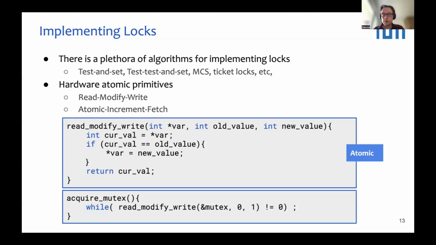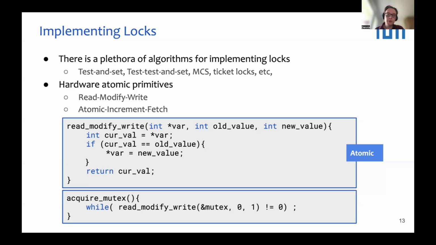Given in pseudocode, here we have a read modify write. It will check whether the current value matches the old expected value, and only if it matches will it update this shared variable to the new value, and then it will return the current value. And although this is pseudocode, what we assume here is that this entire operation can be performed atomically by the hardware, just as a single instruction.